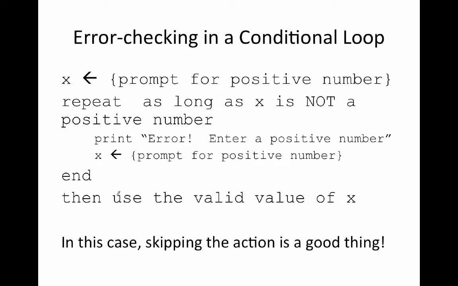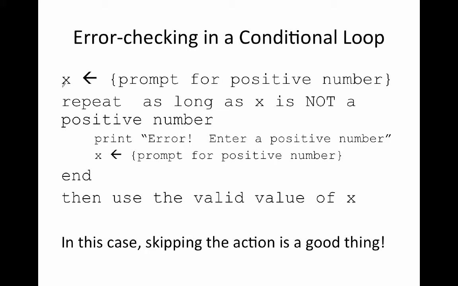So here's an example of what is called error checking in a conditional loop. Error checking is checking to make sure that the user has entered something that is valid, and if they haven't, keep repeating the prompt until they do enter something that's valid.